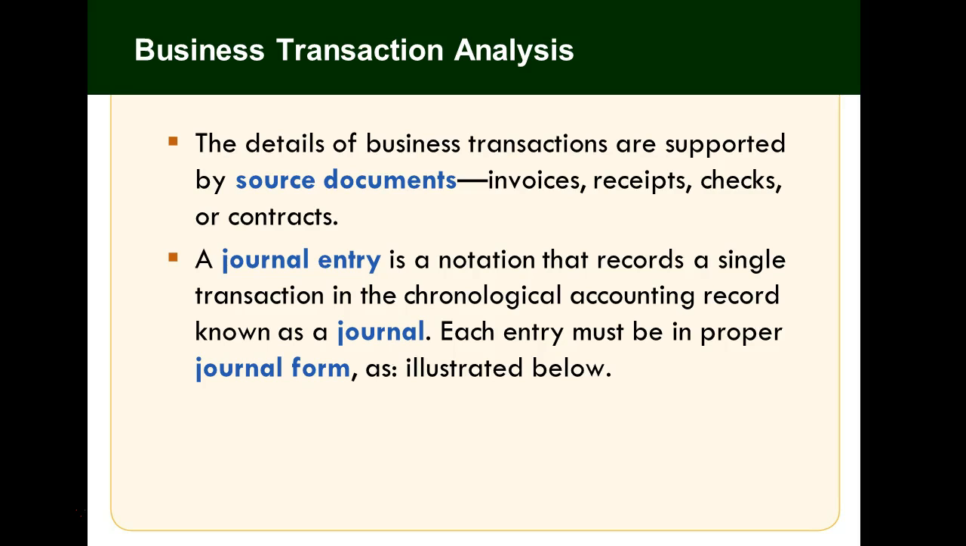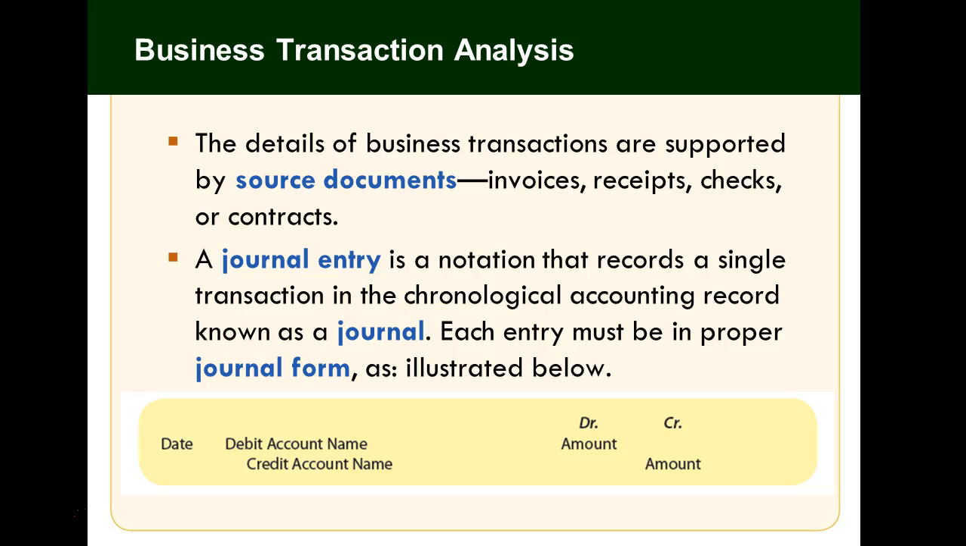So source documents are what we need in order to create transactions. We need to have something tangible to prove what we're going to do. A journal entry is a notation that records a single transaction in a chronological accounting record known as a journal. Each entry has to be in a specific form. This specific form you're going to see in the first class of accounting you take until you are done. Even if you get a doctorate in accounting, you're still going to use journals. Okay?